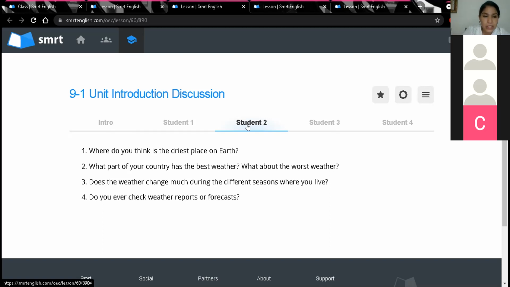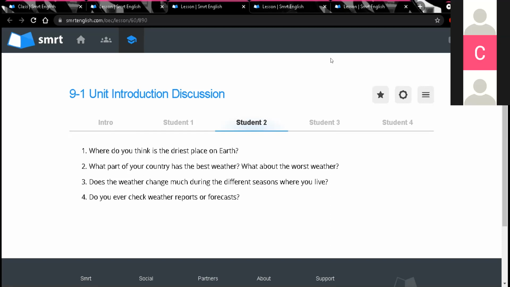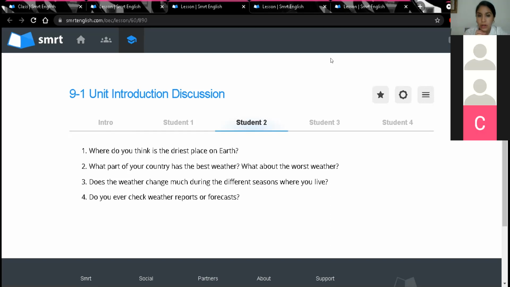Okay, let's go to the third question, and it says, does the weather change much during the different seasons where you live? Okay, think about the place where you are, because now that I take a look, every single student here, including me, is living in a different city, which is perfect because we can compare, right? So think about the place where you're currently living. Does the weather change much during the different seasons?